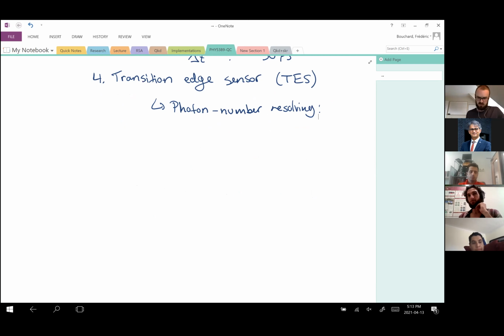Okay, so are there any questions for detectors? I wanted to give you an overview of implementations. Okay, good. So next part is degrees of freedom.